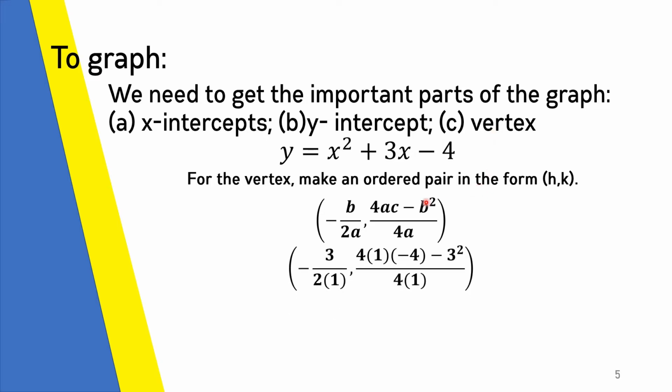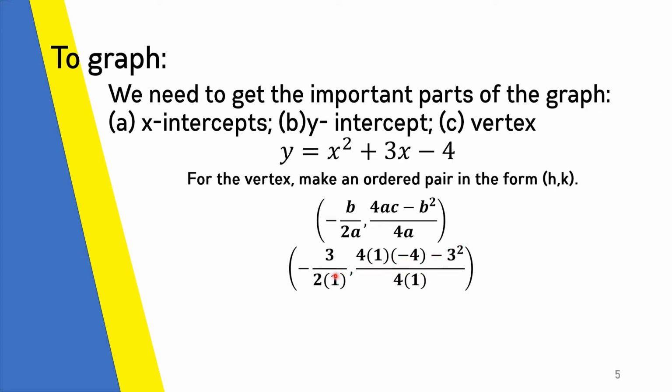So we have here negative of 3 all over 2 times 1, and then the k value will be 4 times 1 times negative 4 minus 3 squared all over 4 times 1.